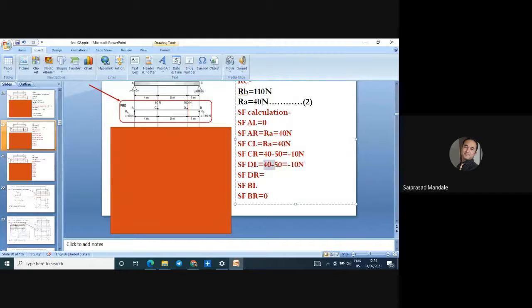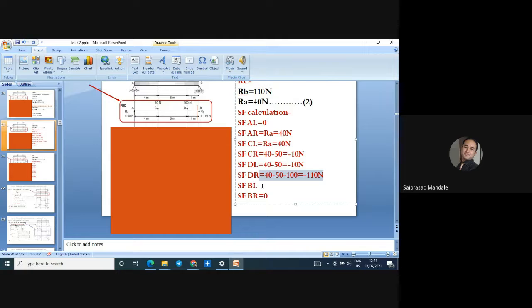What are the different terms over there? So what are the different forces acting? 40 plus, 50 minus, and 100 minus, equals minus 110 Newton. Then I'm shifting toward the left hand side of the B. The same thing is there.